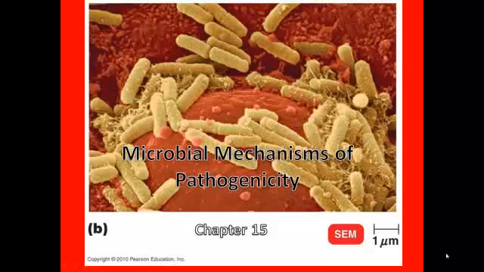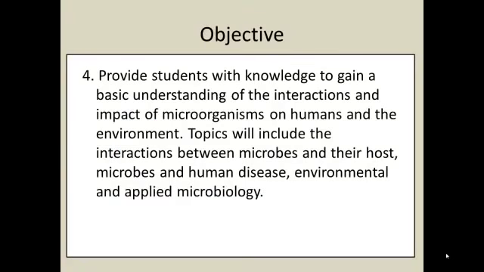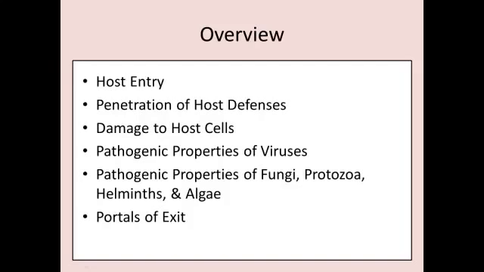Welcome to Chapter 5, Microbial Mechanisms of Pathogenicity. This chapter fulfills objective number 4, specifically interactions between microbes and their host, microbes and human disease. We're going to be covering host entry, or how the organism gets into the host, penetration of host defenses, damage to host cells, pathogenetic properties of viruses, pathogenetic properties of fungi, protozoa, helminths, and algae, and portals of exit.